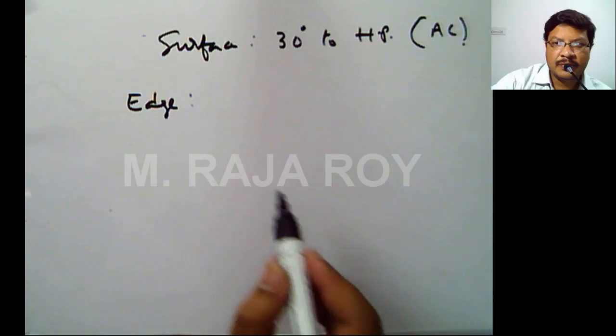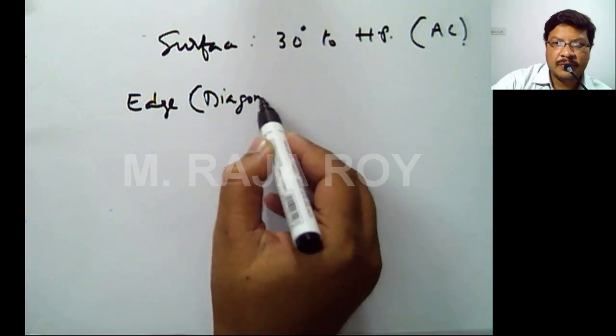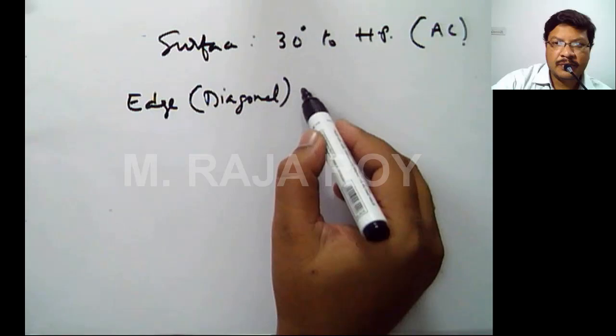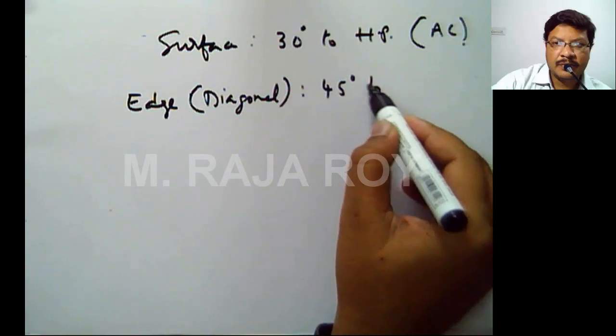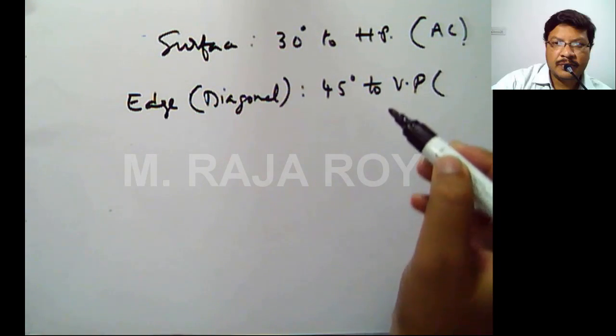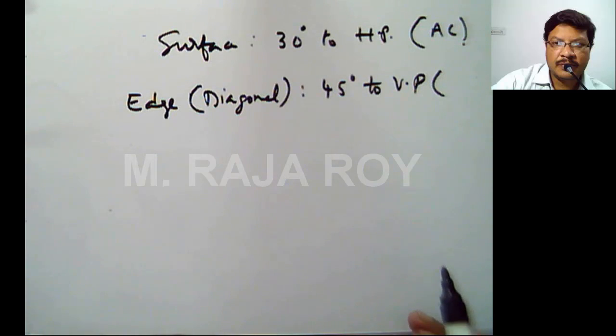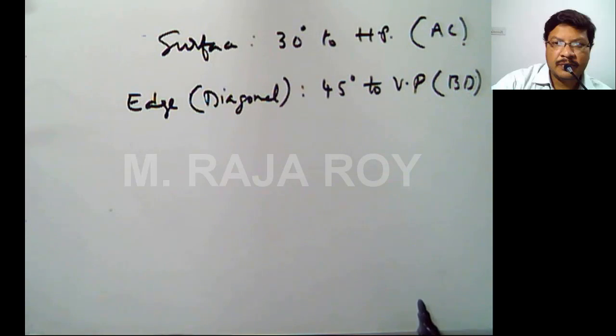When I am taking the edge here, instead of edge, what I will do is I will take a diagonal. Now this diagonal is 45 degrees to VP. Okay, and the diagonal which is inclined 45 degrees to VP is not AC. I will take that as some BD, opposite diagonal. These two diagonals are at an angle of 90 degrees to each other. If the data is something like this, then how to do the problem, that we will see now.